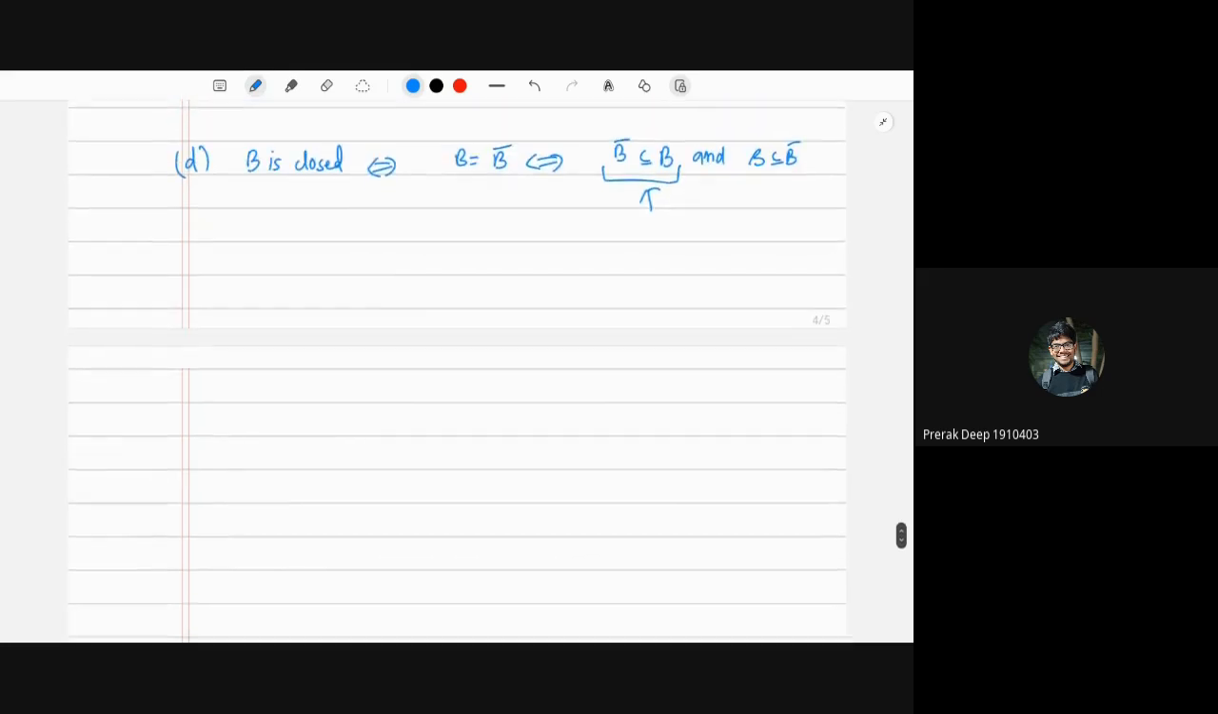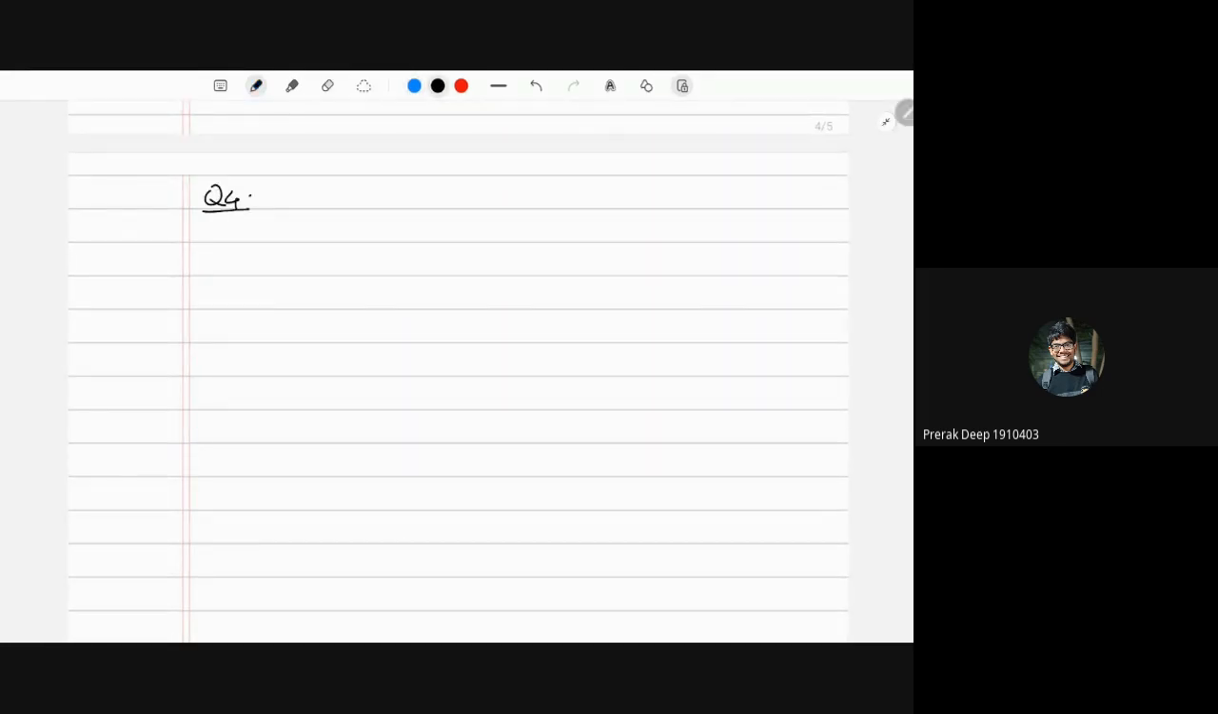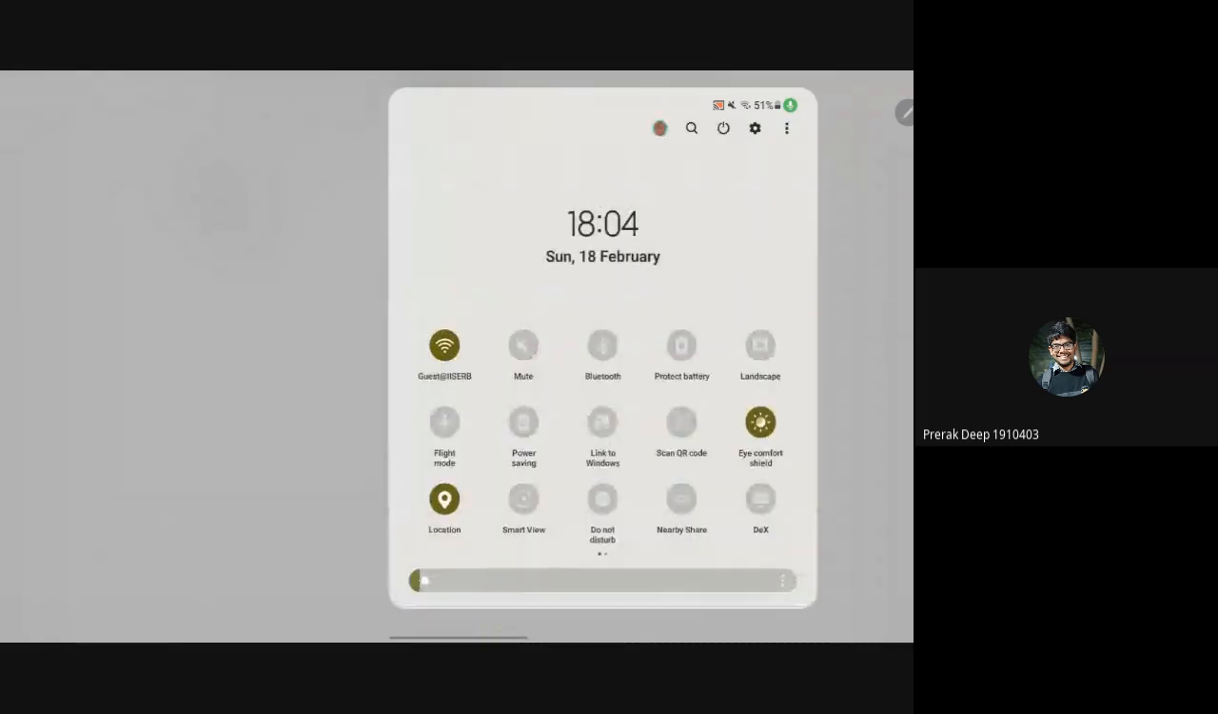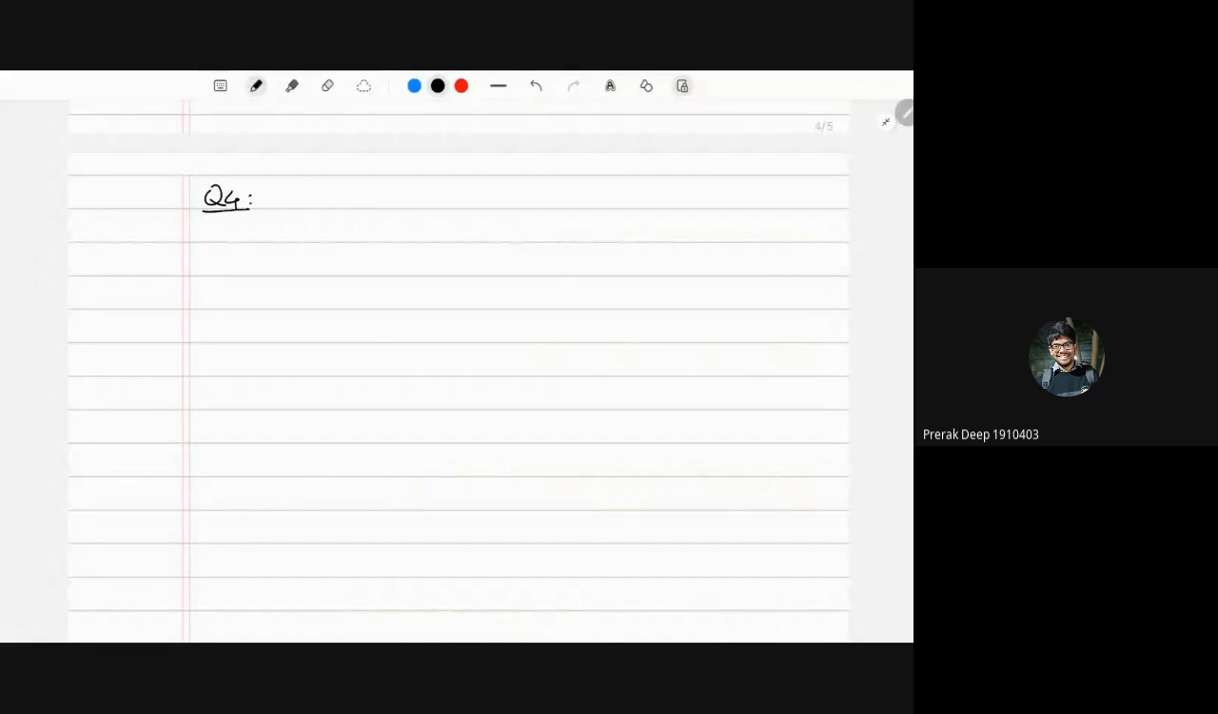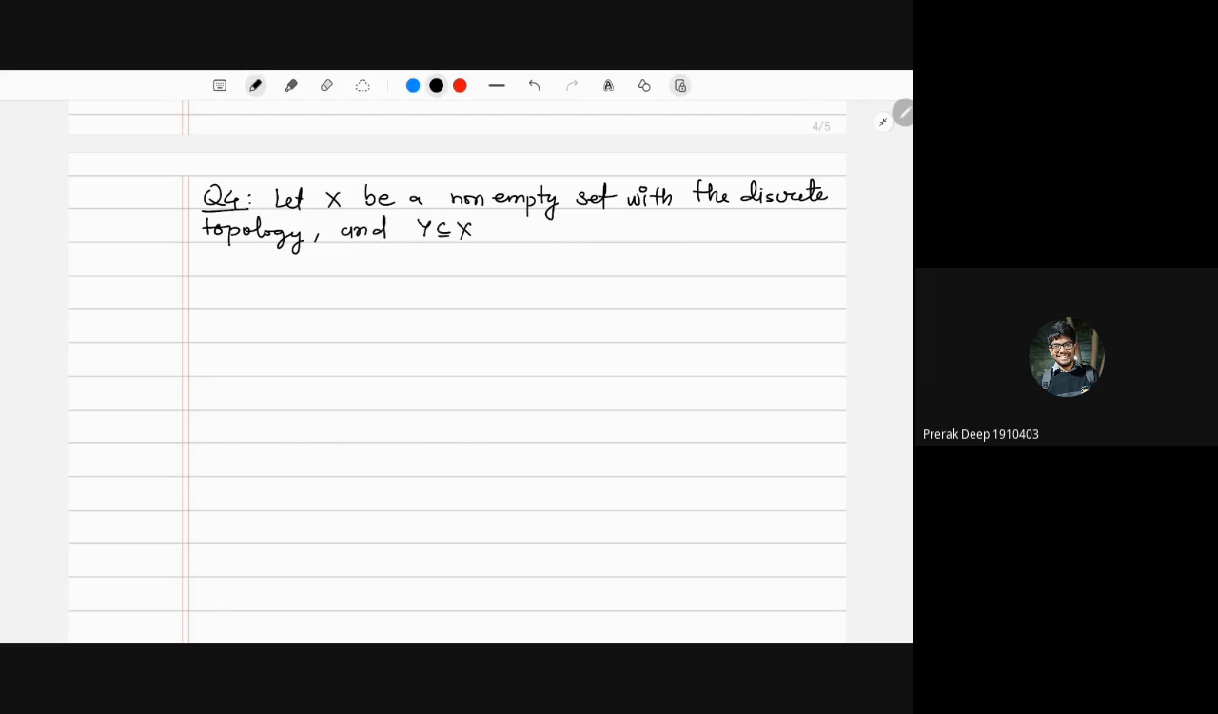Now let's discuss question number 4. Question number 4 says, let X be a non-empty set with the discrete topology, and Y be a subset of X, then Y closure is option A Y, option B X, option C empty set, option D X minus Y.